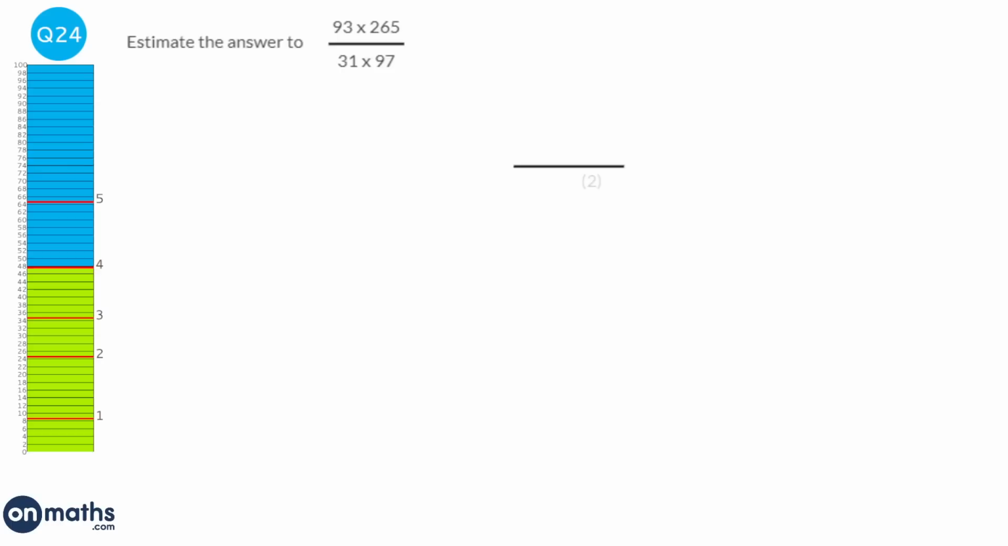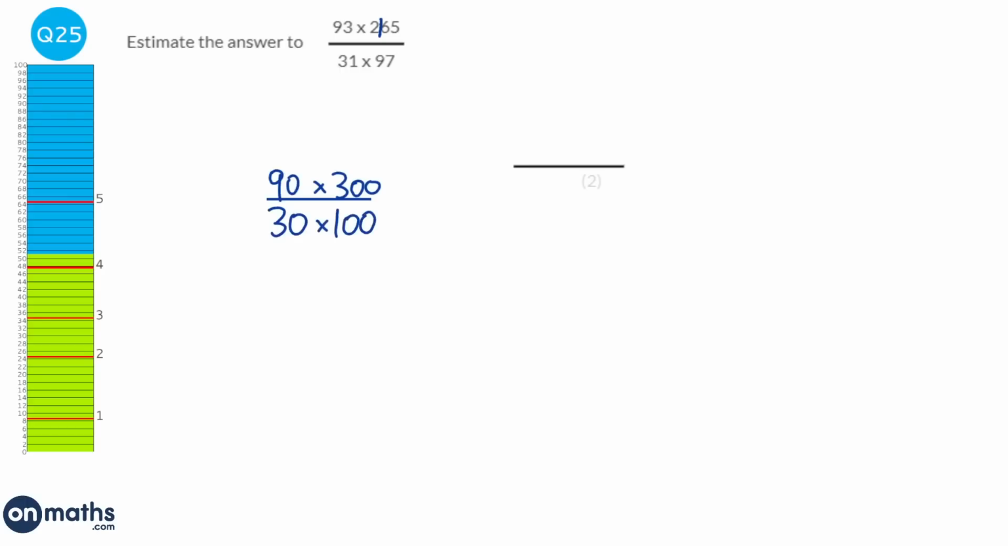Now it does ask for 2 decimal places, so that will be 11.88. The key to estimating is that normally you will be rounding numbers to one significant figure and then working out the answer. So I'm just going to rewrite this fraction here, but instead of 93, we're going to round that to one significant figure, so that will be 90. We're going to round the 265 to one significant figure. Now, some people will write 270, but one significant figure means the line goes after the 2, and so that would round to 300. Then 31 will round to 30, and 97 will round to 100.